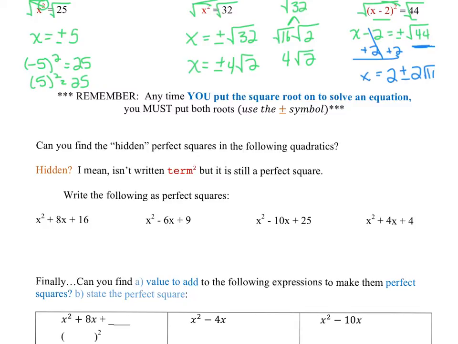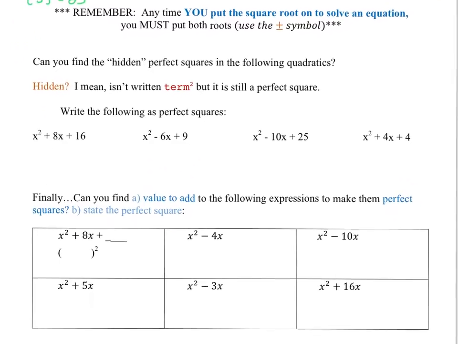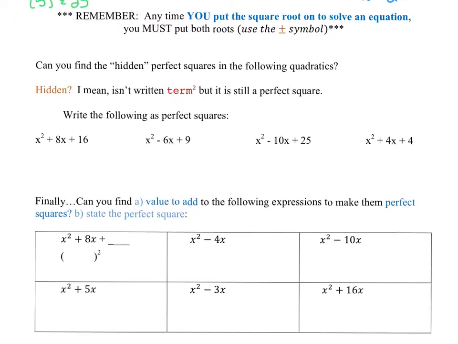Okay, so when we're doing perfect squares, our basic idea behind solving something with completing the square is we want to get a perfect square. So we want to get x minus 2 squared. We want it to look like this. Now these are what I call, patent pending, hidden perfect squares, because they are perfect squares if we factor them.